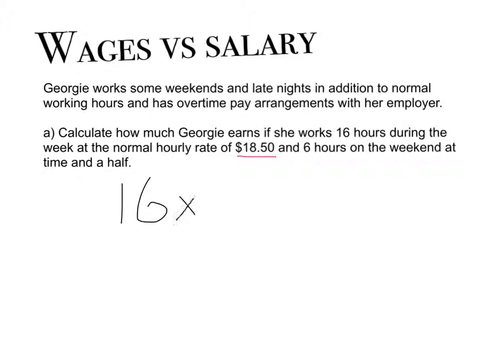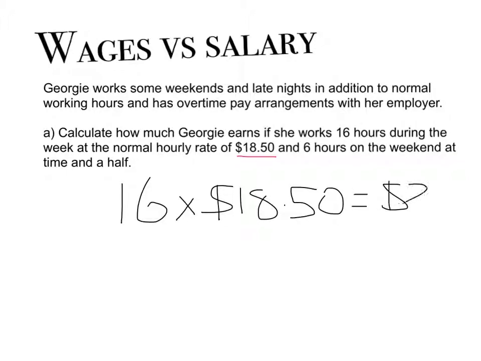16 hours multiplied by $18.50 will help me get my answer. And then if I plugged it in, I would work out that Georgie gets $296. So that's her normal rate. But then she works on the weekend at time and a half. For those of you who get a job next year, this is usually work on a Sunday. She also works 6 hours at time and a half.